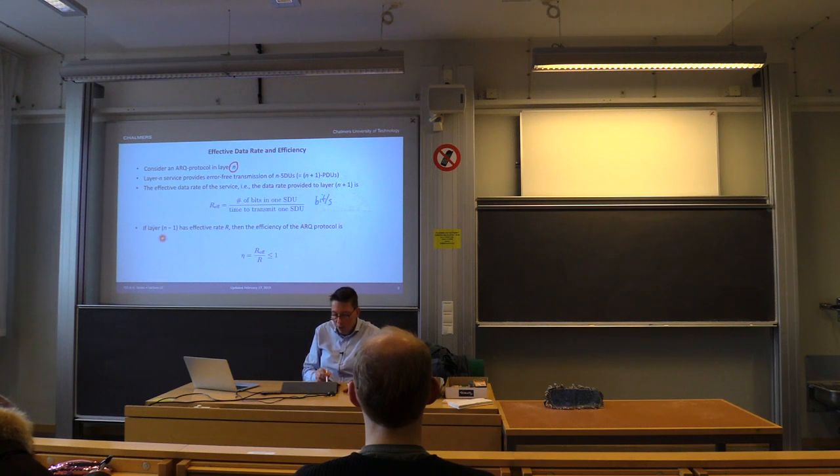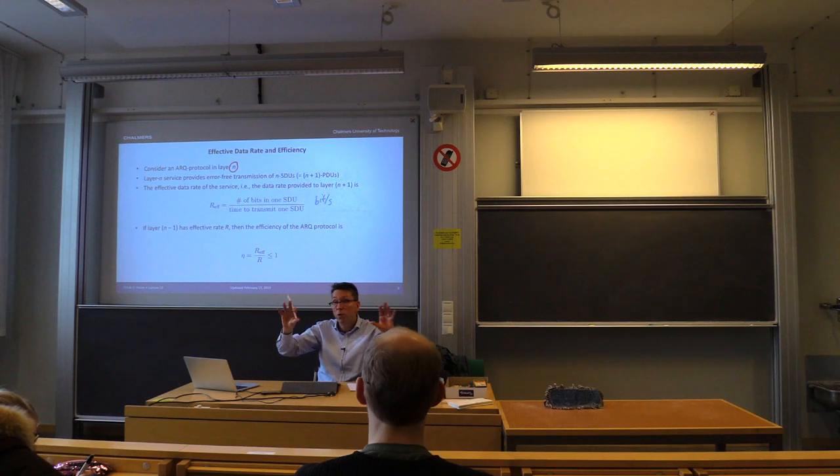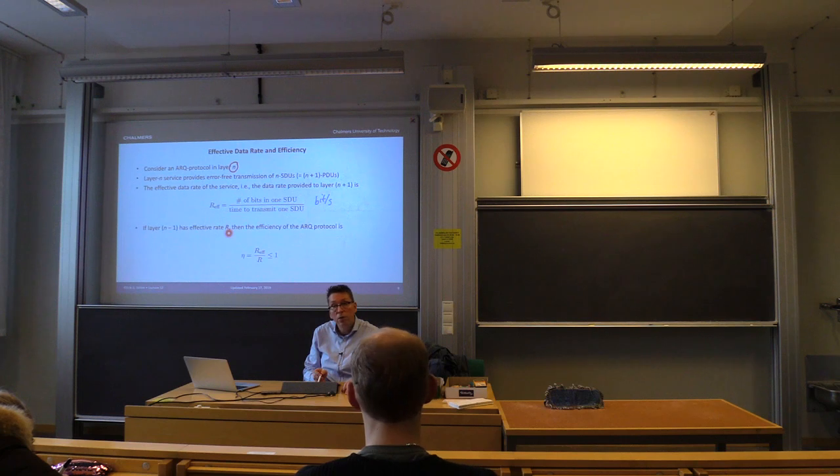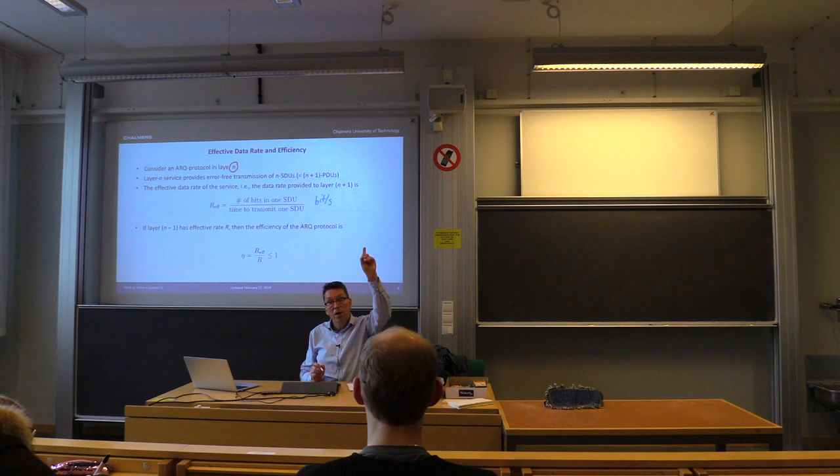Now, the layer below us is the layer that actually transmits the ARQ protocol data units. So that will be the payload plus whatever headers we put on that, and acknowledgements and so forth. If that has an effective rate, let's call it R, this is the data rate of the service that I use. And RF effective is the data rate for the service that I provide. Then the ratio between these two things tells us how efficient my implementation of this service is.